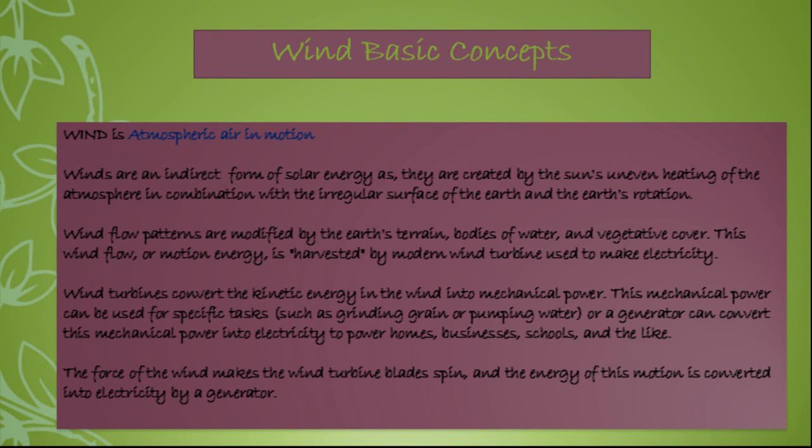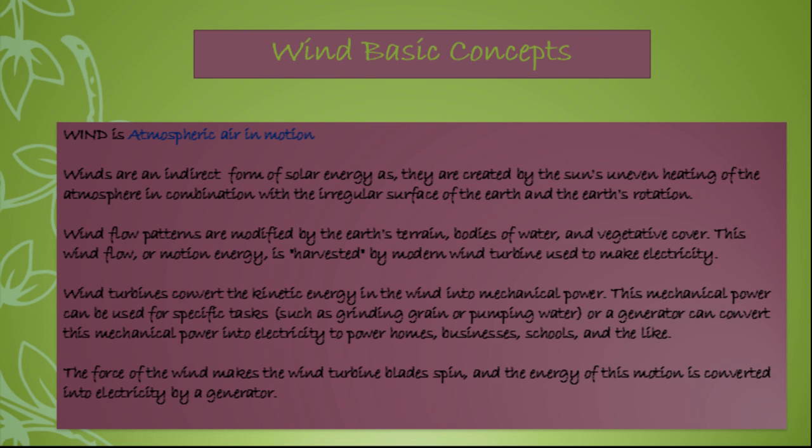What is wind? Wind is atmospheric air in motion. These are caused by the solar energy, but these are not the direct form of solar energy. It's actually an indirect form. Why is it an indirect form of solar energy? Because they are created by the sun's uneven heating of the atmosphere, and not just by the uneven heating of the environment, but by the irregular surface of the earth and the earth's rotation also. That also plays a part in the creation of winds.